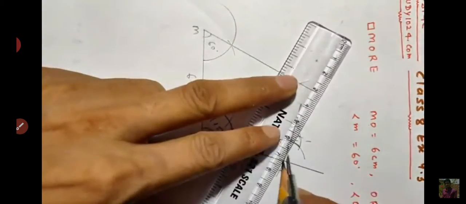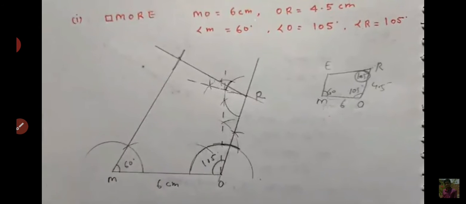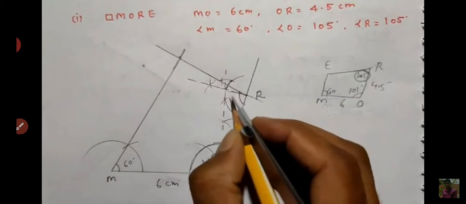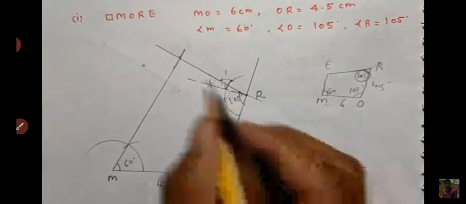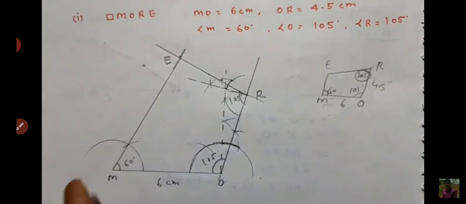Okay, this is your 105 degree. This is your required quadrilateral. Understand, this is your required quadrilateral. And write down the steps of construction.